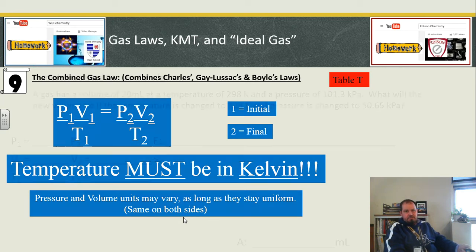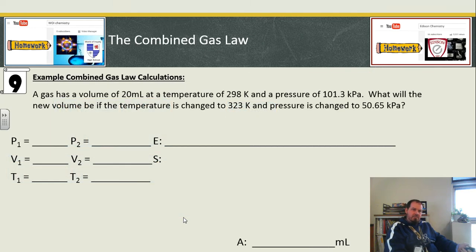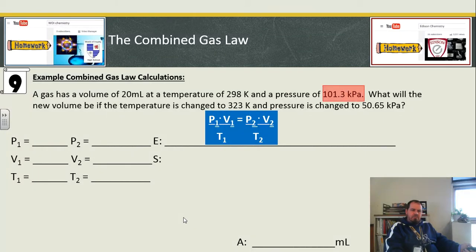So let's do an example and you see what's up. Read this problem. A gas has a volume of 20 milliliters, a temperature of 298 Kelvin, and a pressure of 101.3 kilopascals. What will the new volume be if the temperature is changed to 323 Kelvin and the pressure is changed to 50.65 kPa? So let's start with the equation P1 V1 over T1 equals P2 V2 over T2. This is in table T of your packet. And then here we go. Let's start plugging these things in.